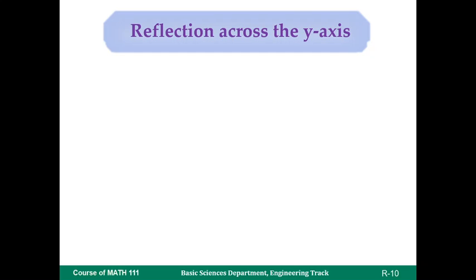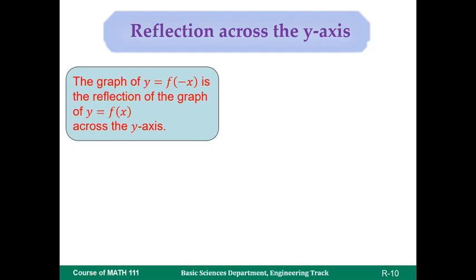Reflection across the y-axis. Here is the important thing to know. The graph of y equal to f of minus x, this time x is replaced by minus x, is a reflection of the graph of y equal to f of x across the y-axis. Now, when you have f of x, it's changed to f of minus x.